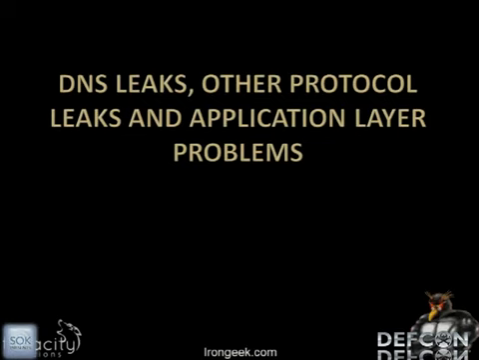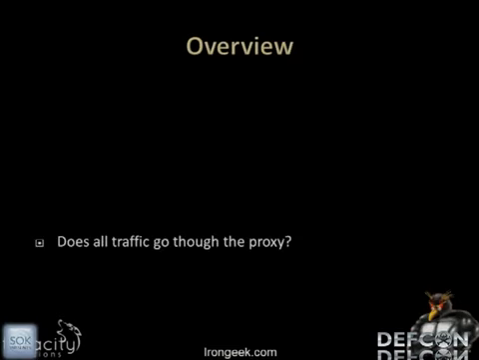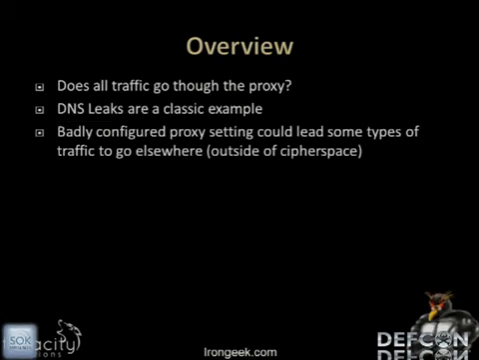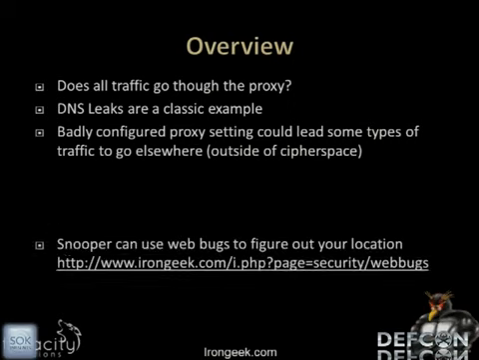The next kind of attack I'm going to talk about is DNS leaks and other protocol leaks on the application layer. Does all the traffic you're trying to send actually go through the proxy, or does some of it leak out in other ways? DNS leaks are a classic example, and badly configured proxy settings could also lead to some types of traffic going elsewhere, and I'll show some of those bad configurations here shortly.